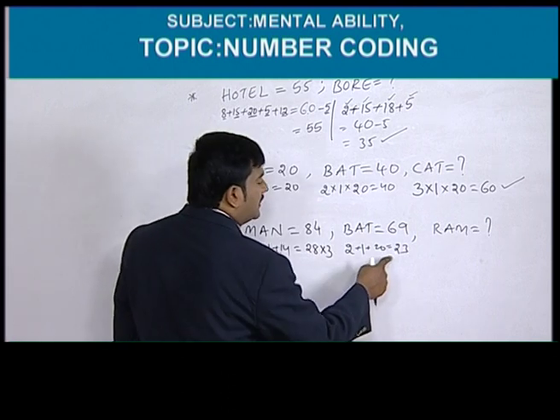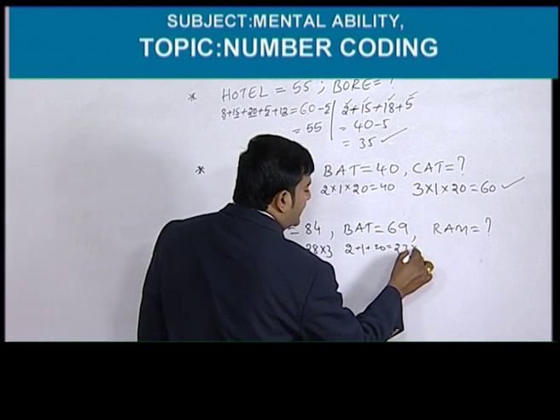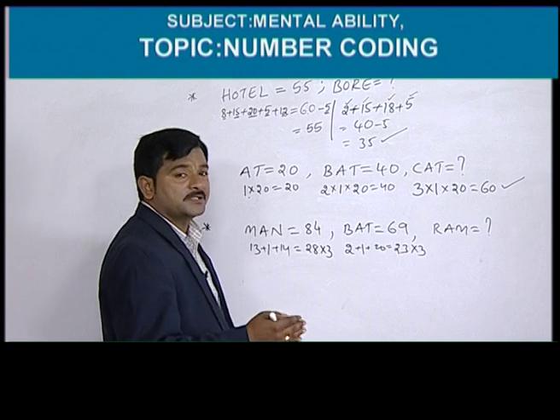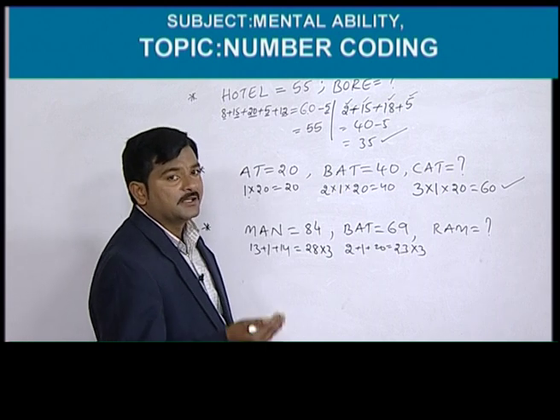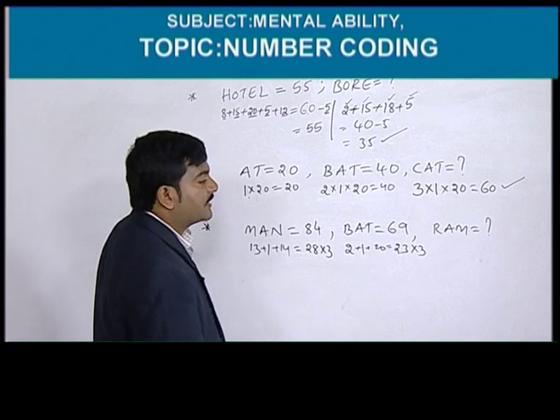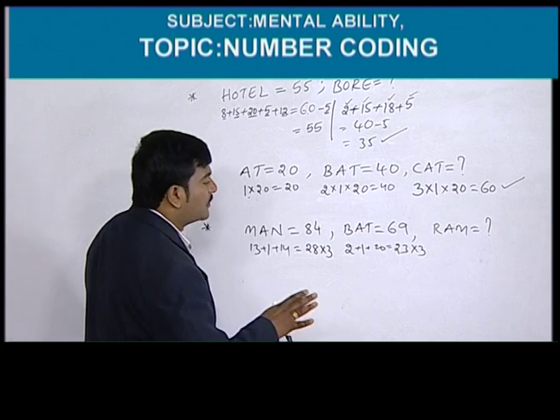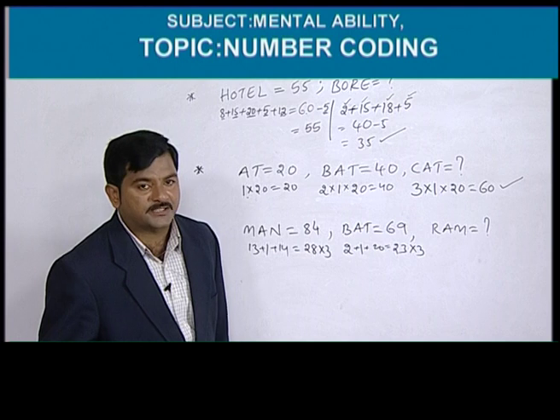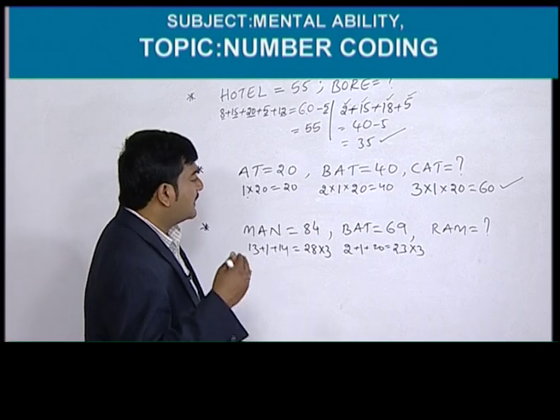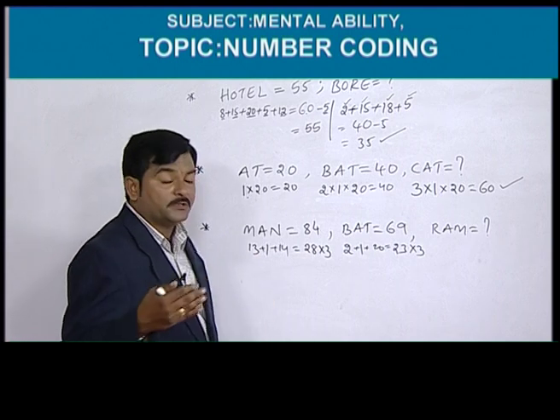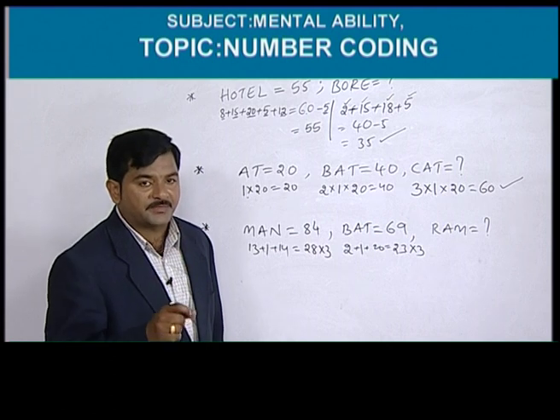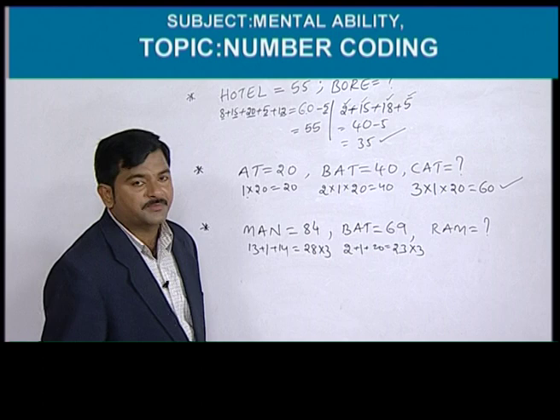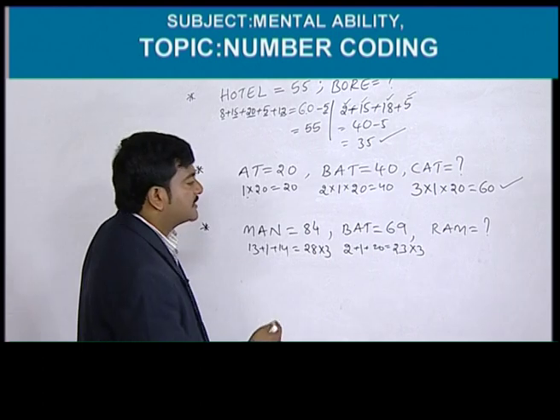Similarly, 23 I am getting, multiply 23 with 3. 23s are 60, 3 3s are 9. 60 plus 9, how much am I getting? 69. So what is the concept here? He assigned numerical numbers to the alphabets. Then he simply added all the numerical numbers. I am getting some number. That number is multiplied by 3. So the same concept we are going to apply for this example also.